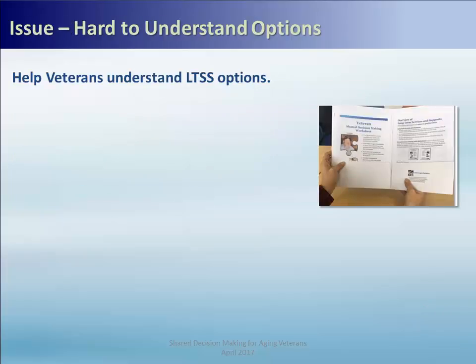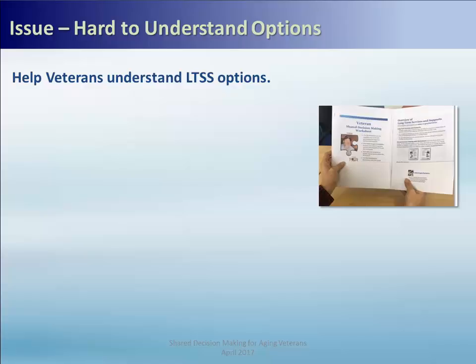Now let's take a look at potential implementation barriers and strategies to overcome them. There are so many options for long-term services and supports. Many veterans need help understanding what's available before they can decide which options will come closest to meeting their needs and aligning with their goals. Use the website www.va.gov/geriatrics or the overview of long-term services and supports descriptions in the shared decision-making folder.